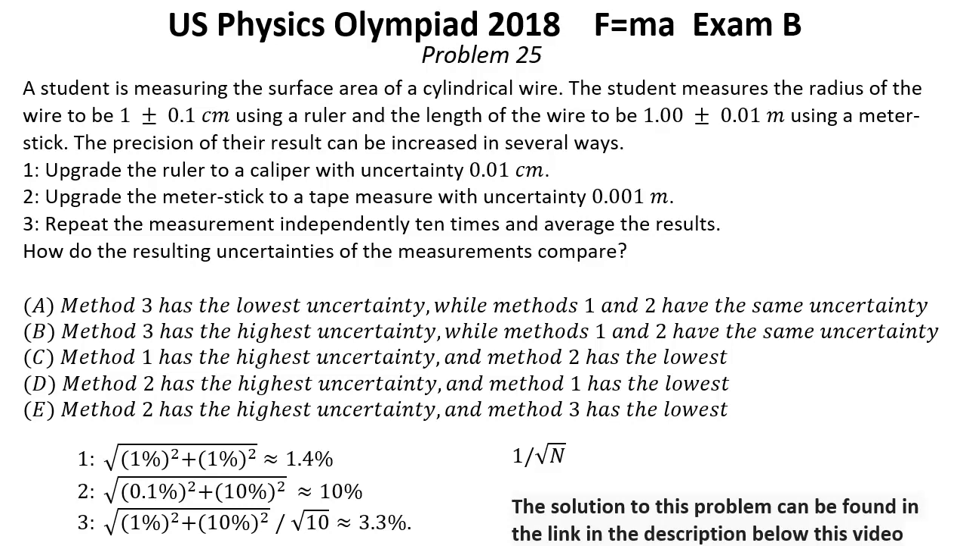Then method 2 has the highest uncertainty and method 1 has the lowest. The answer for this problem is D. And that was a solution for problem number 25.